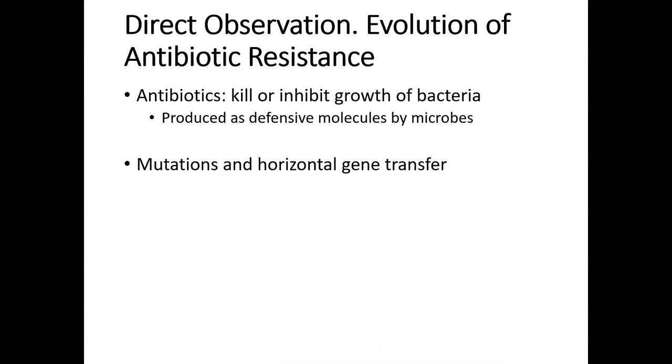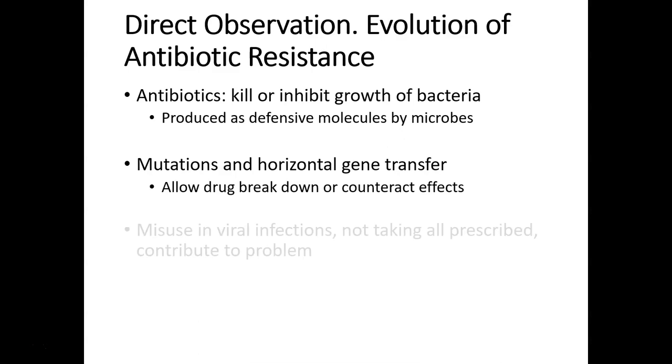Bacteria can accumulate mutations over time. They have very rapid reproduction, and mutations can accumulate through a lot of reproduction, and also bacteria can share their genes with each other through plasmids. So mutations and horizontal gene transfer result in a lot of genetic variation within bacteria. Sometimes a mutation may allow a bacteria to break down a drug or to counteract a drug's effect in some way.